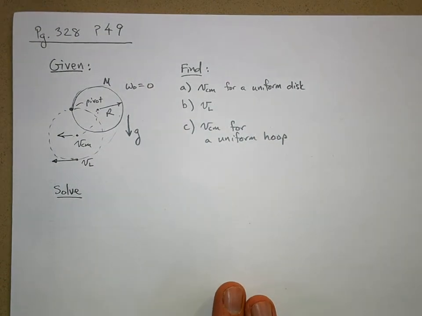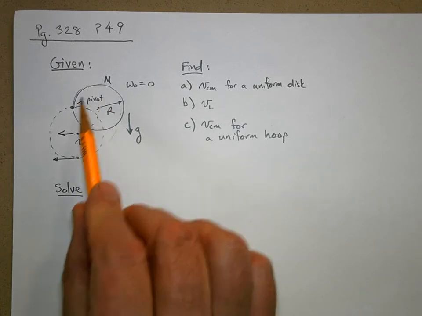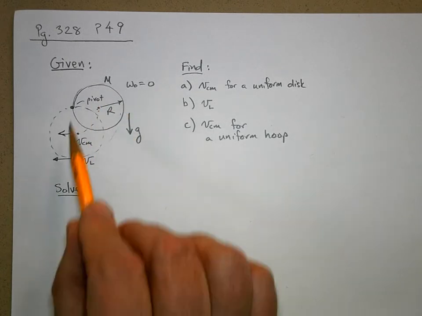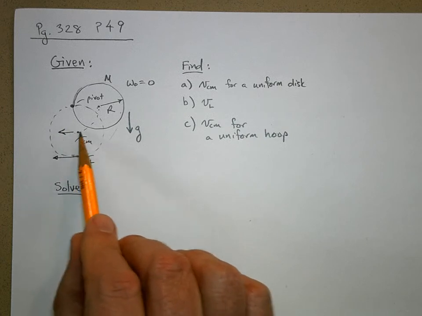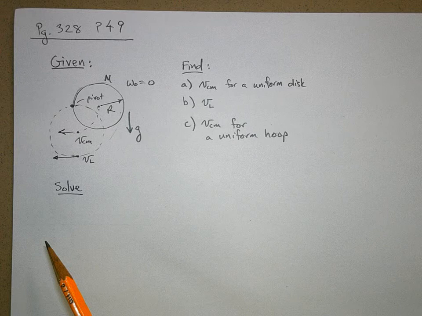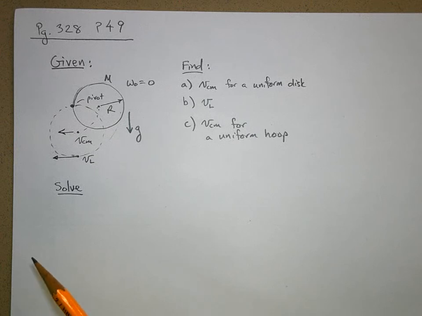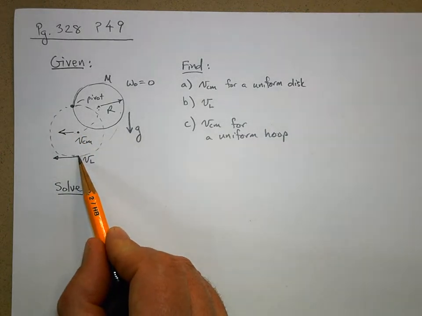If the disk is released from rest in the position shown by the blue circle, what is the speed of its center of mass when the disk reaches the position indicated by the dashed circle? So we're going to release this disk, and it's going to swing down, pivoting around here. And we want to know how fast is it going right here. What is the speed of the lowest point on the disk in the dashed position? So we want to know the speed of this.